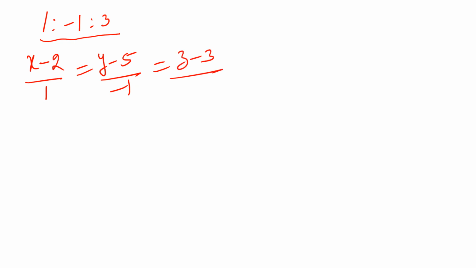So that means the equation of this line can now be written as (x minus 2)/1 equal to (y minus 5)/(minus 1) equal to (z minus 3)/3. Now students, I will again be writing the general coordinates for this line.